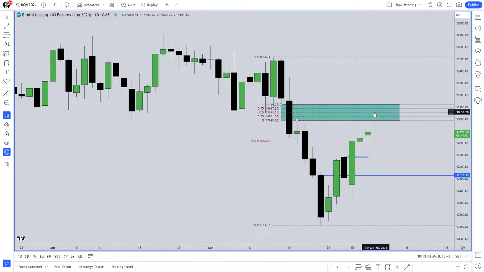Now, if it can close above that midpoint of this fair value gap, which is consequent encroachment, that price being 18,054.25.